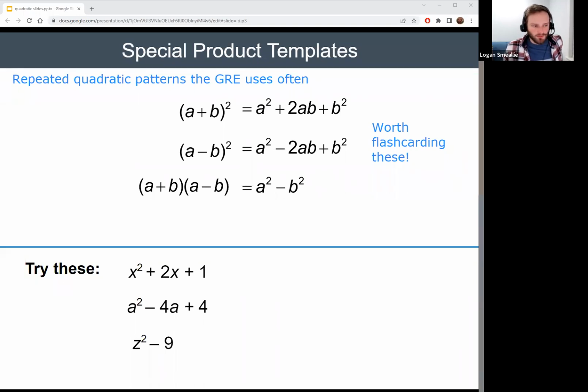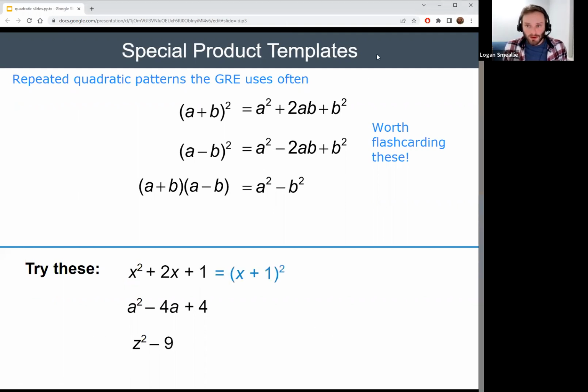Got some answers in there from Jan. Jan, thanks for sending those. And yeah, these are not impossible to get without knowing the special products. For example, if you just reverse FOIL this using the same process we've been doing, you will get the correct answer, which is x plus 1 squared.